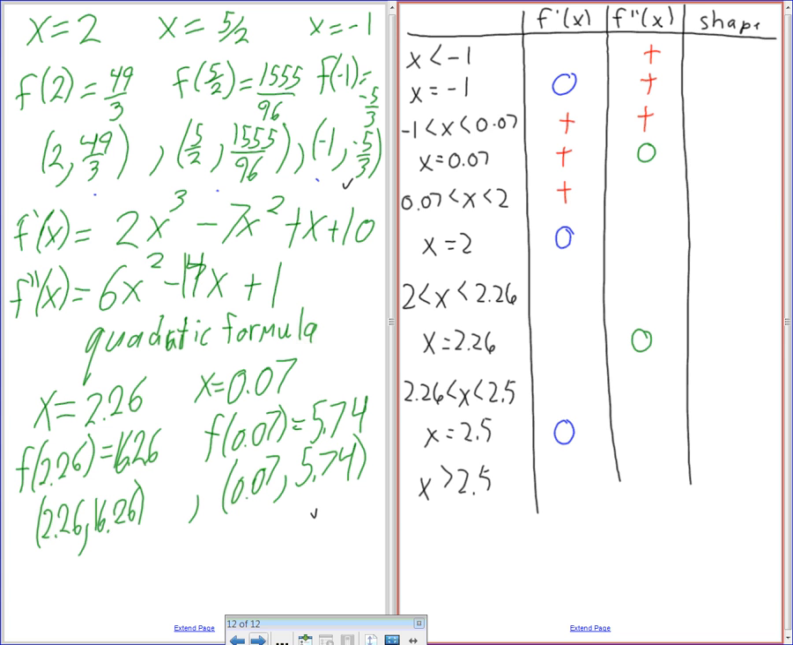All right, now I'm going to try and do nice points here. I'm going to use F double prime, a quadratic, and do this in my head. 2 squared is 4 times 6 is 24 minus 28, so these should all be negative. Then I'm going to choose like 5. 5 squared is 25 times 6 is 120 minus that, so this should all be positive.